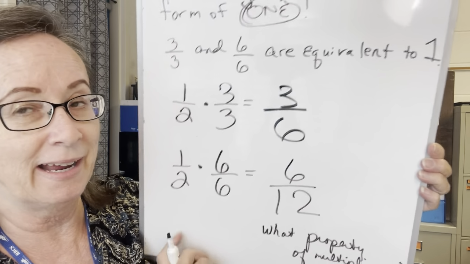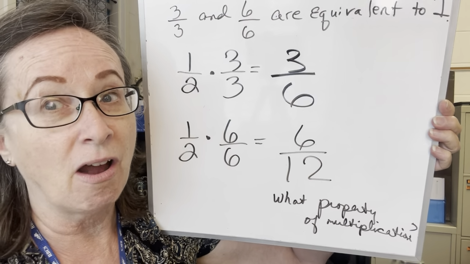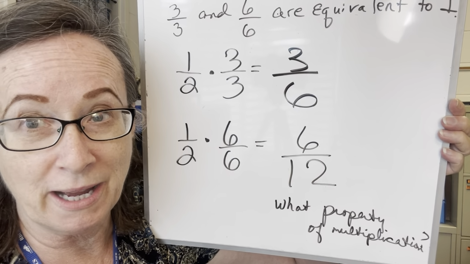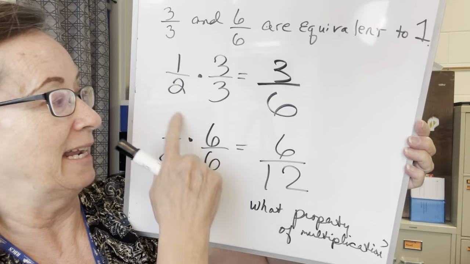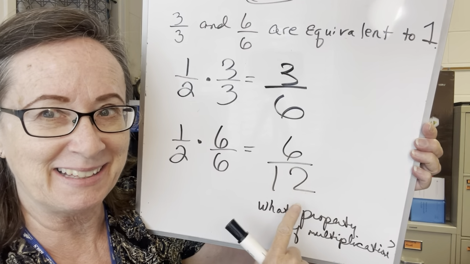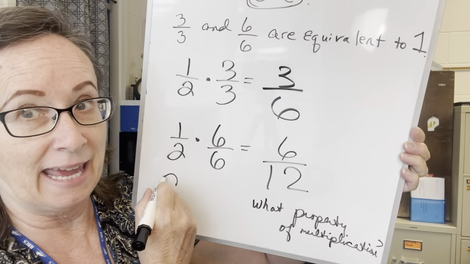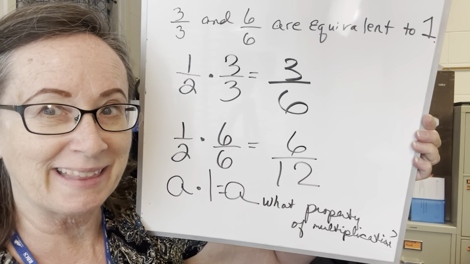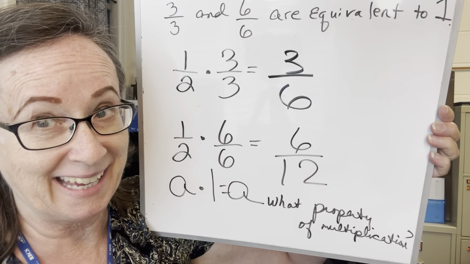Now your book asks a question. What property of multiplication are we using when we multiply a number by 1? Think about it. What we're saying here is that a number times 1 is the same value, even if it doesn't look the same. So we're using A times 1 equals A. Do you remember what that property was called? That's the identity property of multiplication.